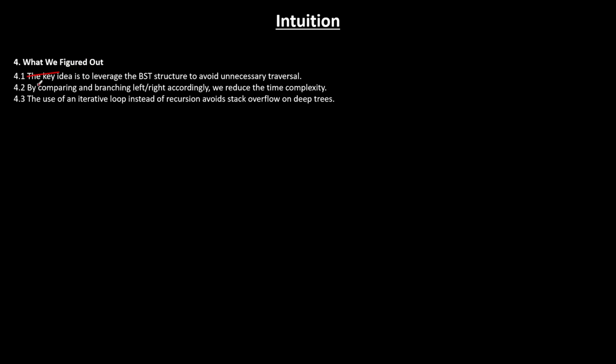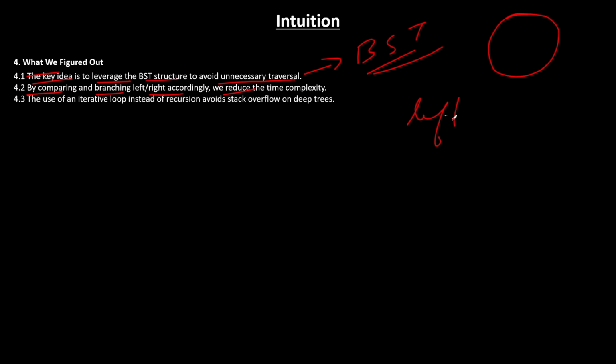What we figured out? The key idea is to leverage the BST structure to avoid unnecessary traversal, basically using the concept of BST when the BST is given to you, rather than using BFS or traversing the complete tree. By comparing and branching left and right accordingly, this is also the concept of BST, looking for the left and right subtree, which value is greater and which value is smaller than the given value. This reduces the time complexity.